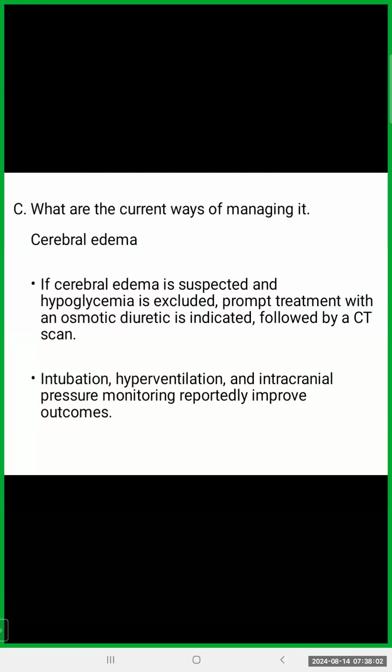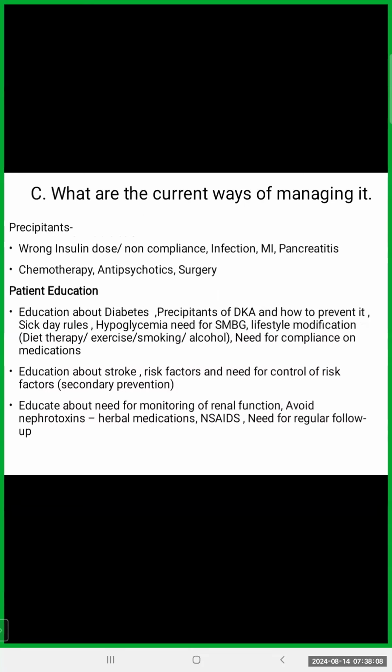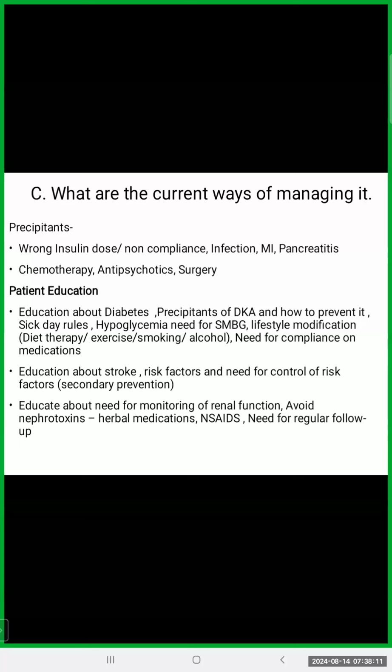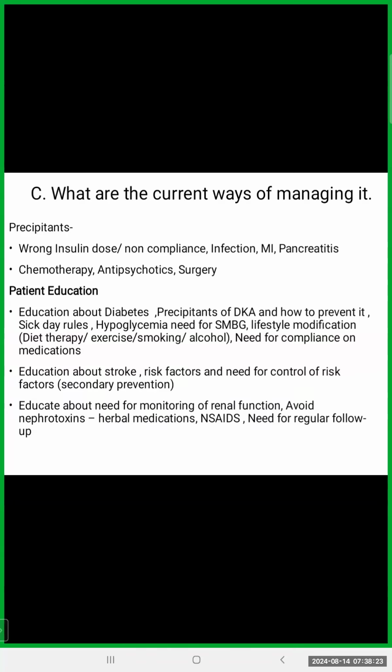Then if cerebral edema is suspected, of course, we want to use an osmotic diuretic to monitor. Of course, we want to address the precipitants. If it's infection, there is a role for antibiotics, but more commonly, non-compliance with medications is a very common precipitant. So this is where patient education comes in.